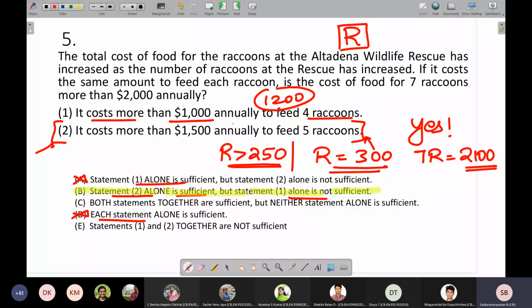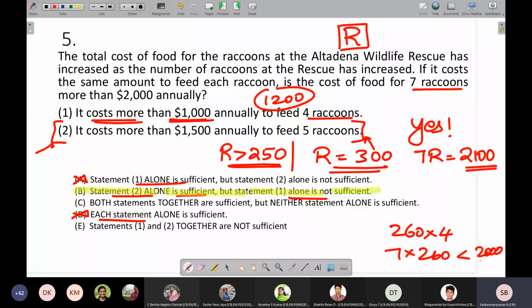But it is possible you consider 260. Okay, so you can see that 260 into 4 you are satisfying the cost is more than 1000. But in order to feed 7 raccoons, 7 into 260, if you calculate that value, it is less than 2000. Did you get my point?